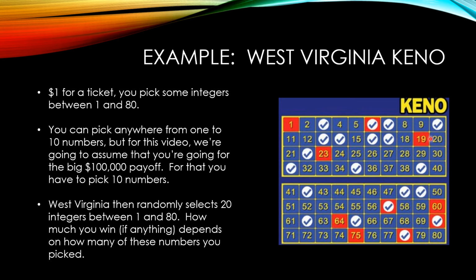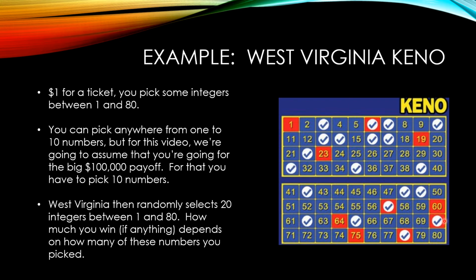So the 10 red numbers that you see here are the 10 numbers that this person picked. After you pick your numbers, West Virginia is going to go ahead and pick 20 numbers out of those 80. All the check marks that you see in this chart are the 20 numbers that they picked. You get credit every time that your number matches one of the ones that was picked. So here, this person picked a 6, which was one of the 20 numbers picked, so that's a match. Here's a second one, here's a third one, here's a fourth one. Out of the 10 numbers they picked, they had 4 matches.